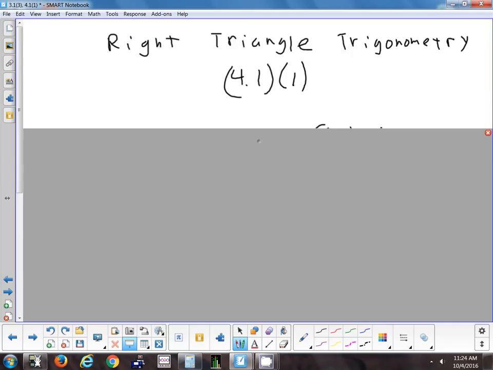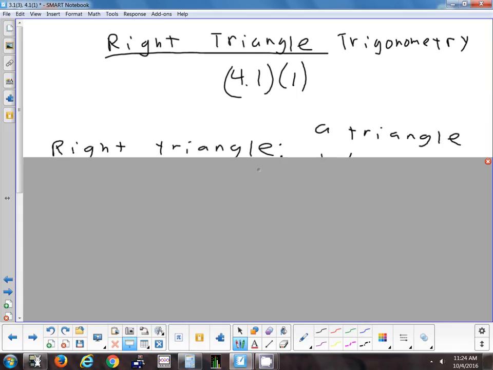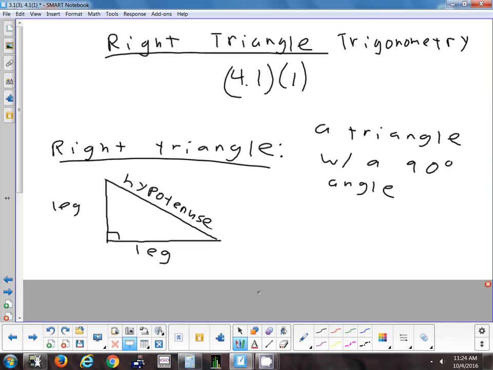First of all, everything we do in this section is based off of having a right triangle. Nick, can you tell me what that means? What's a right triangle? It has a 90-degree angle. Exactly. So a right triangle is a triangle with a 90-degree angle. And in a right triangle, we name the sides. The two short sides are called the legs, and the longest side is your hypotenuse.